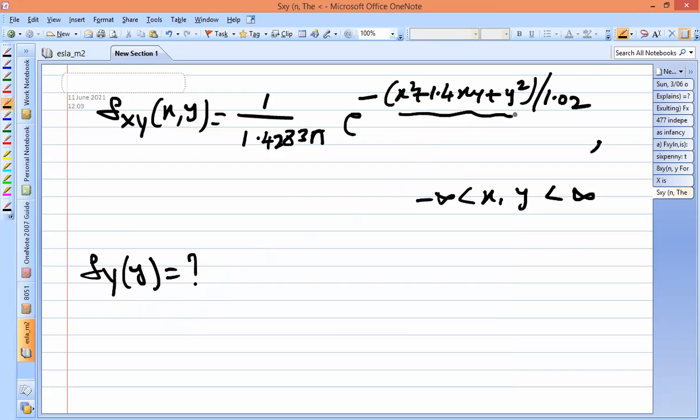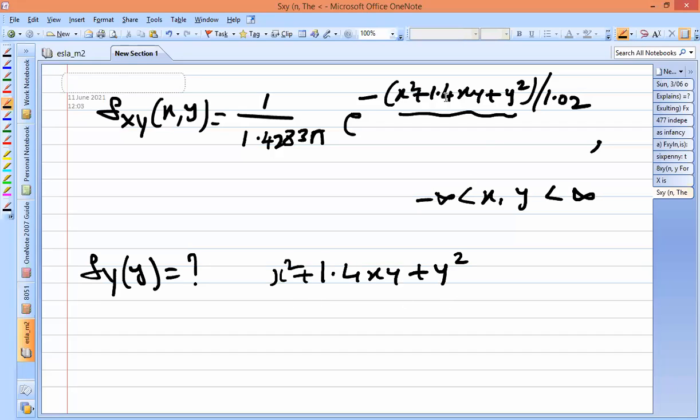In order to solve this, we need to rewrite the exponential term that is given, to get the equation in a standard form suitable for integration. This has to be written using the technique of completing the square. Here you can see that we have the term x square plus 1.4xy plus y square.